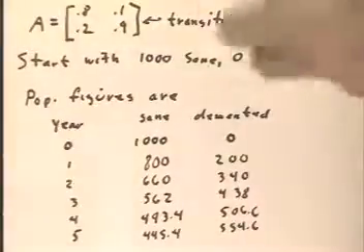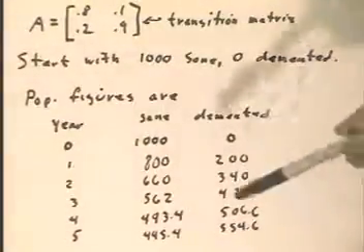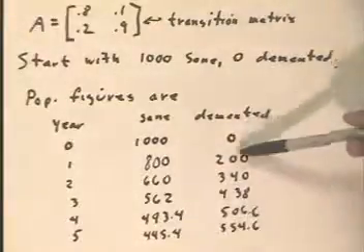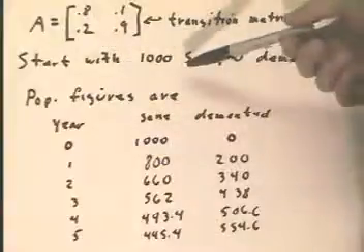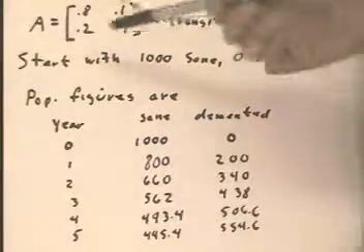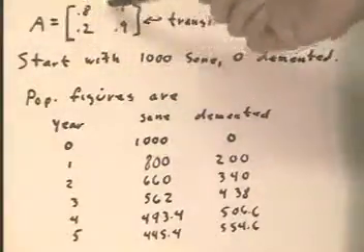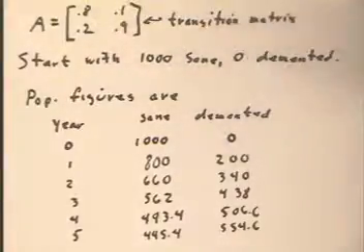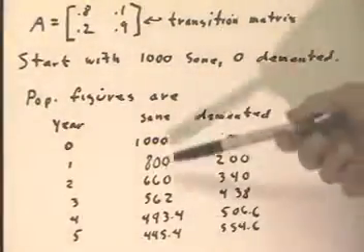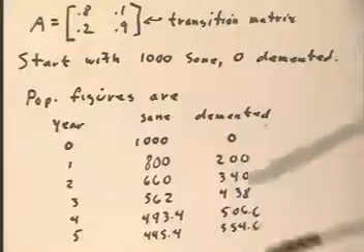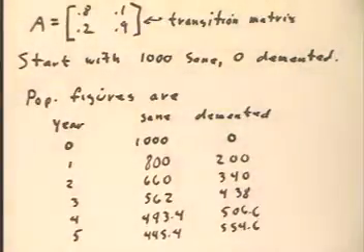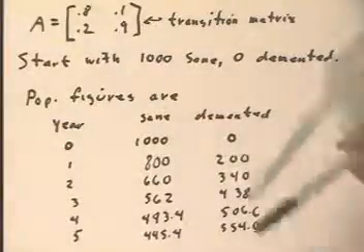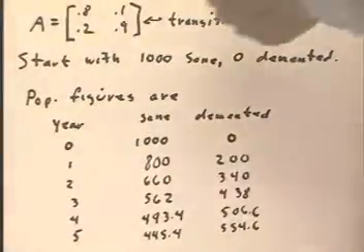You've seen how Derive was used to obtain a matrix of population figures. If we start with 1,000 sane and 0 demented, using the same transition matrix A, the usual matrix here, we obtain these numbers of sane and demented using the same types of techniques. We could do these by hand also, but we let Derive do the work here.